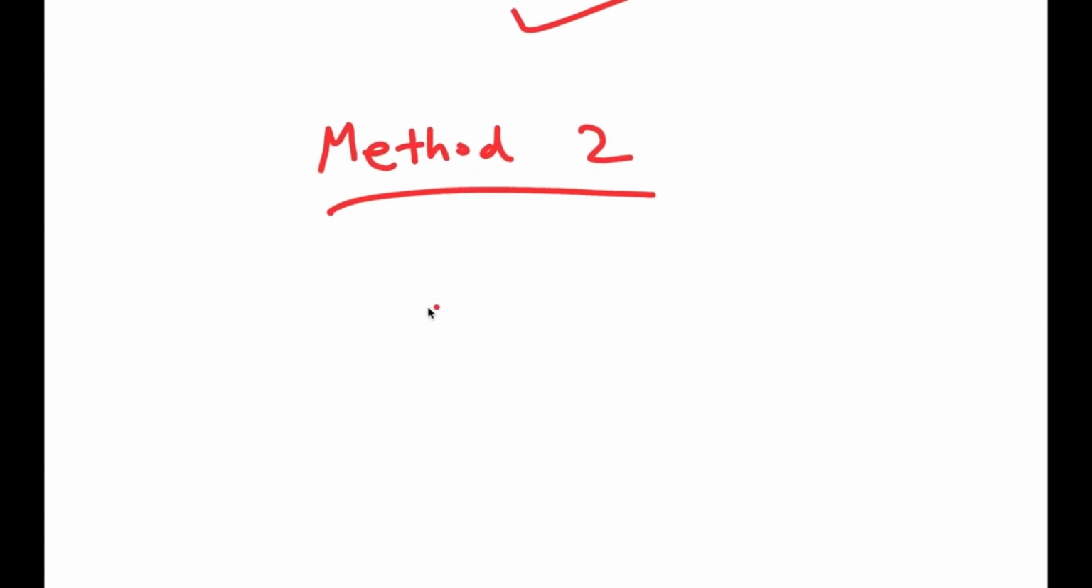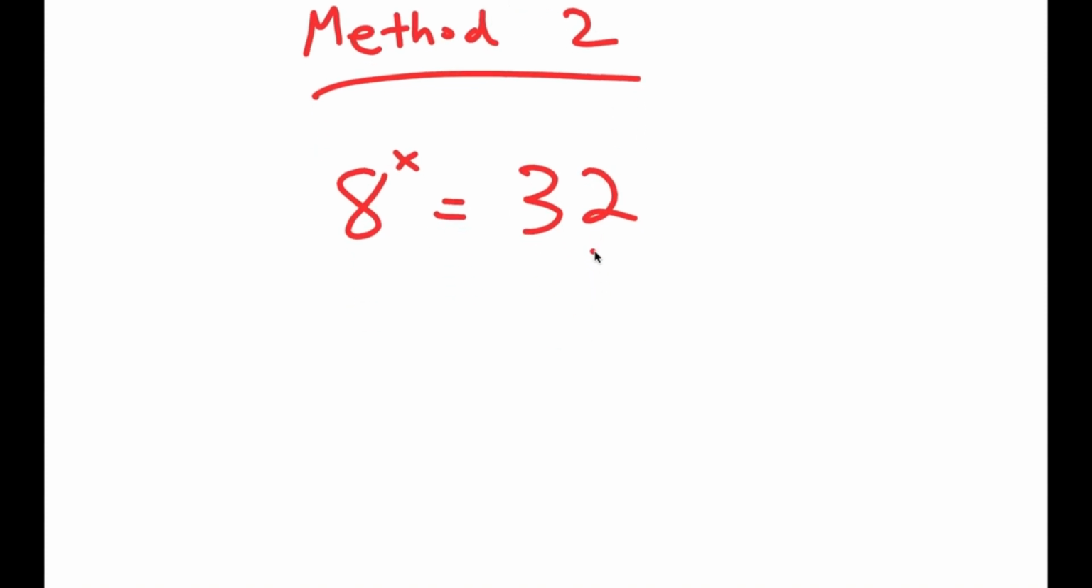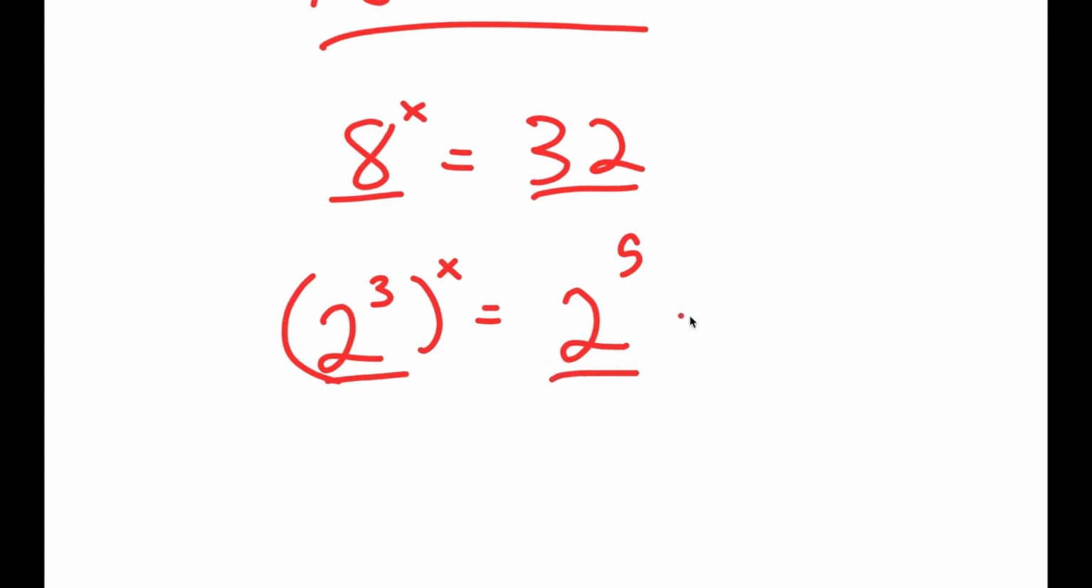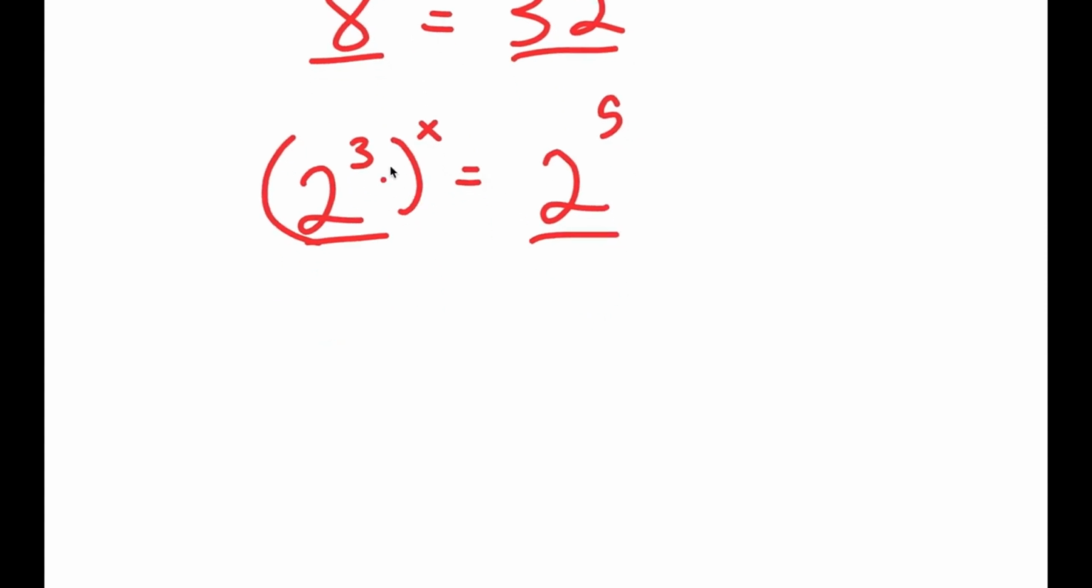So for the second method, we have the same equation, 8 to the power of x is equal to 32, and this is a simpler method. So for this method, I'm actually just going to start by rewriting these two numbers. So 8, I'm going to rewrite as 2 to the power of 3, and 32, I'm going to rewrite as 2 to the power of 5. So I'm rewriting both of these as the same bases, which now makes them much easier to solve.